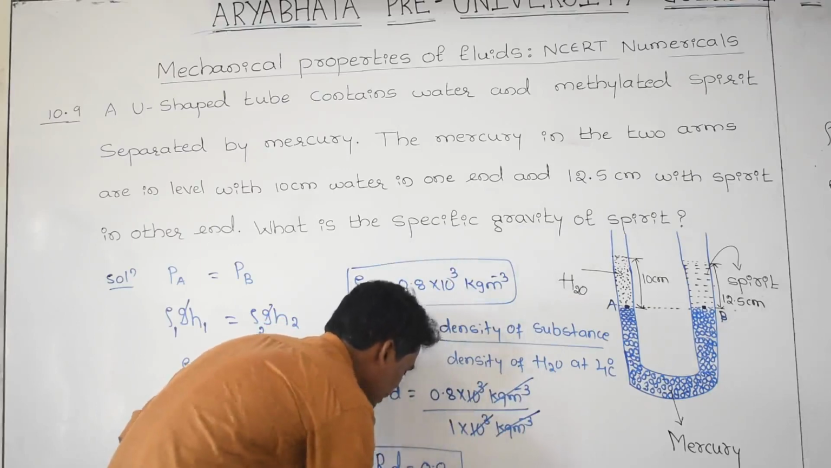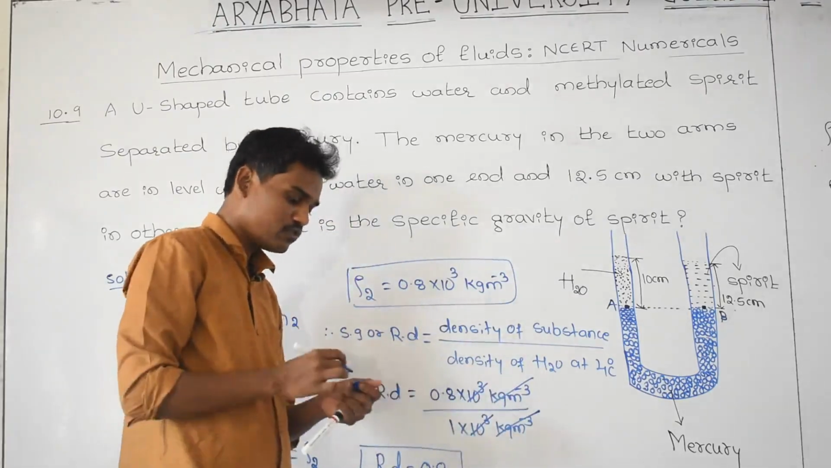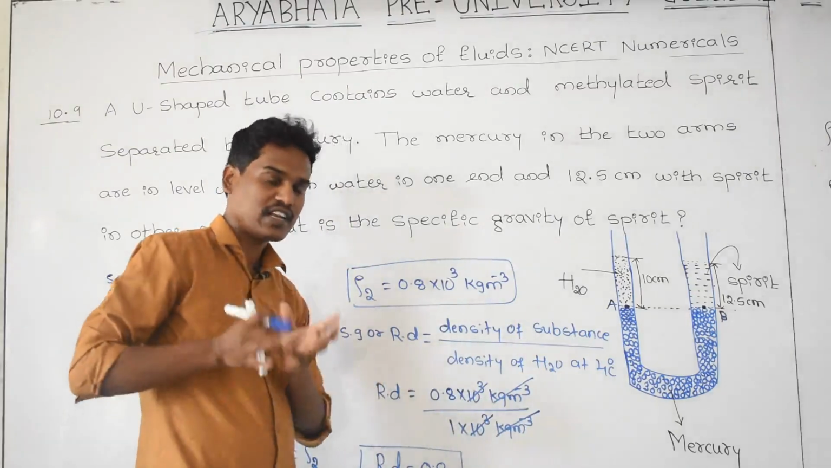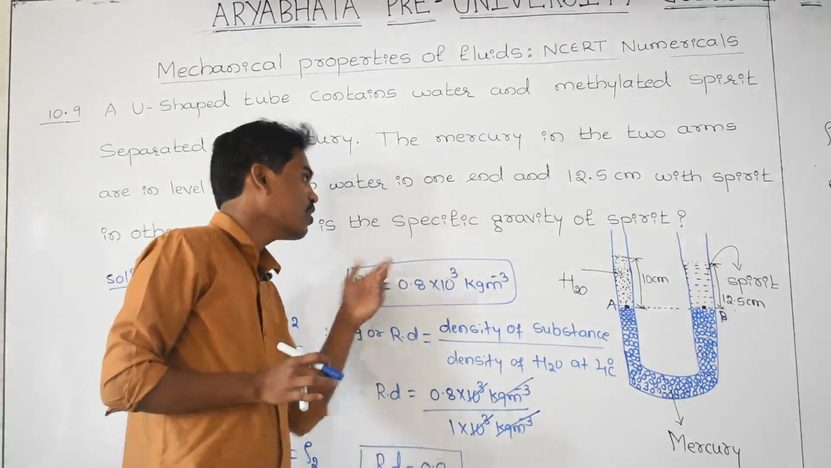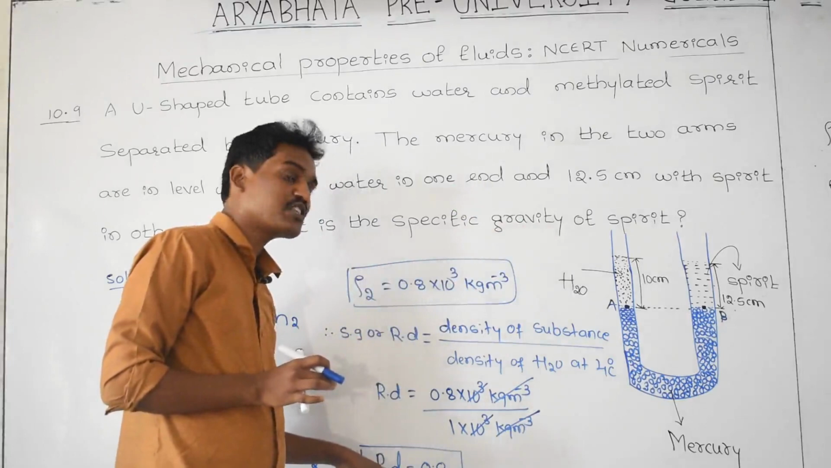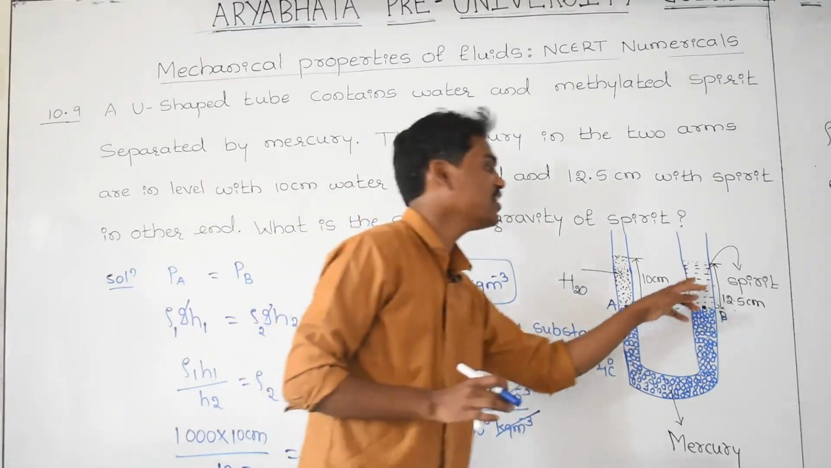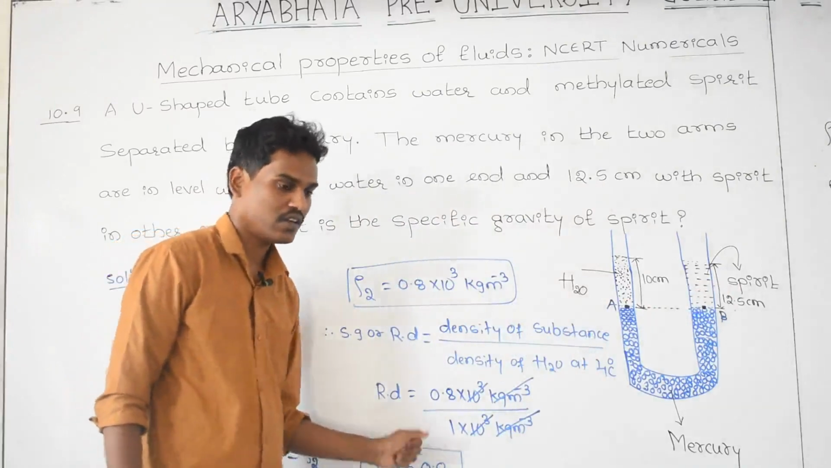And don't write any unit here, because kg per meter cube and kg per meter cube get cancelled, and this is a unitless quantity. Relative density or specific gravity, both are the same. And the relative density or specific gravity of the methylated spirit comes to be 0.8. And note that down.